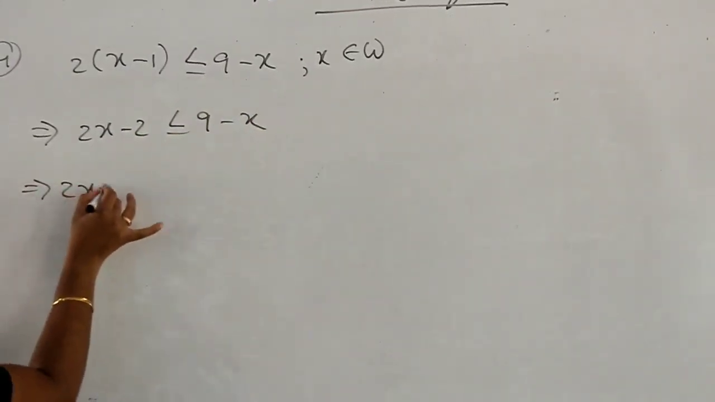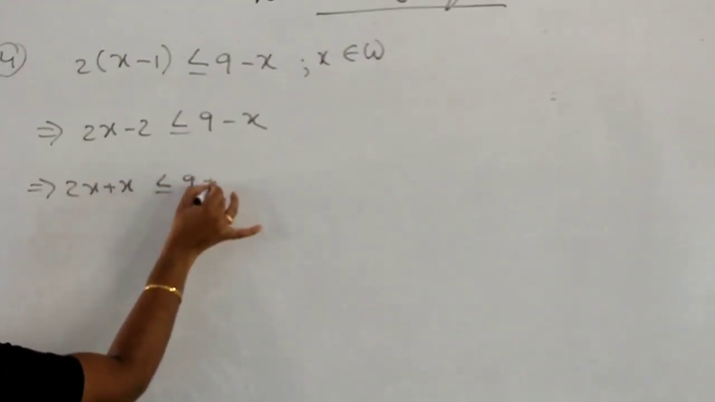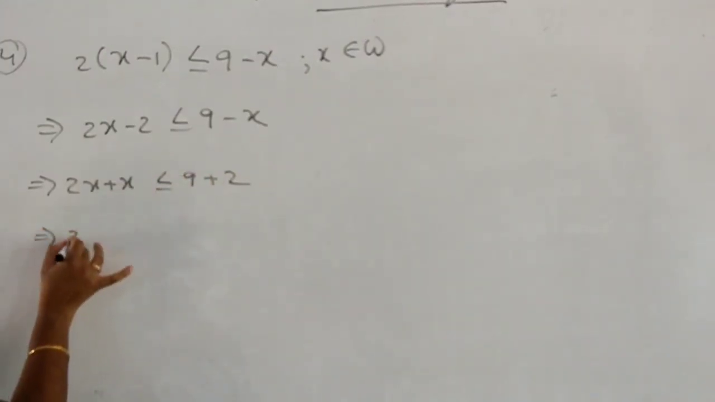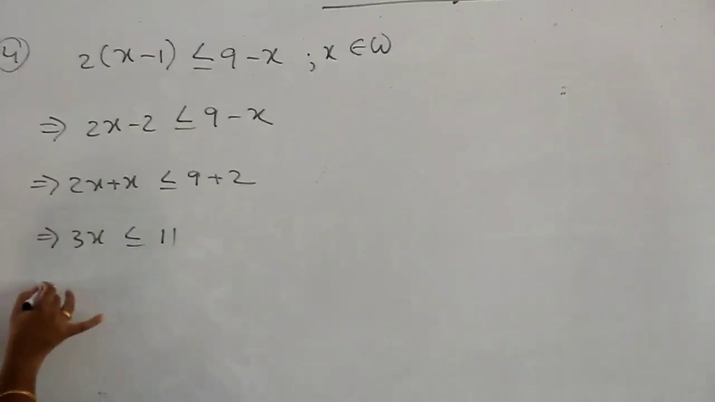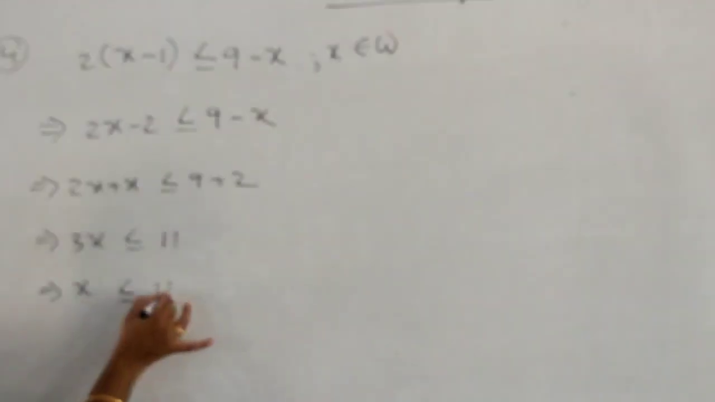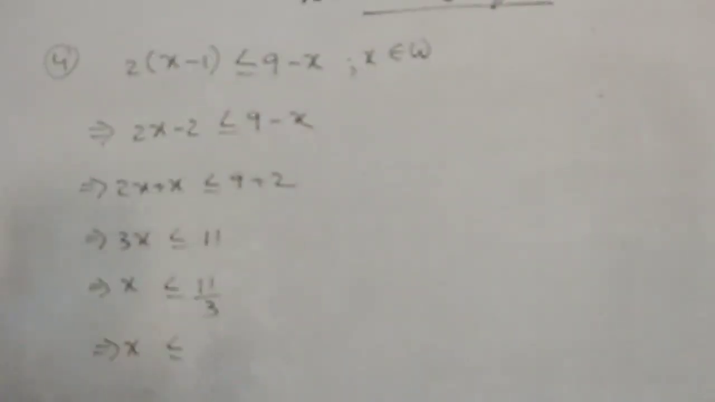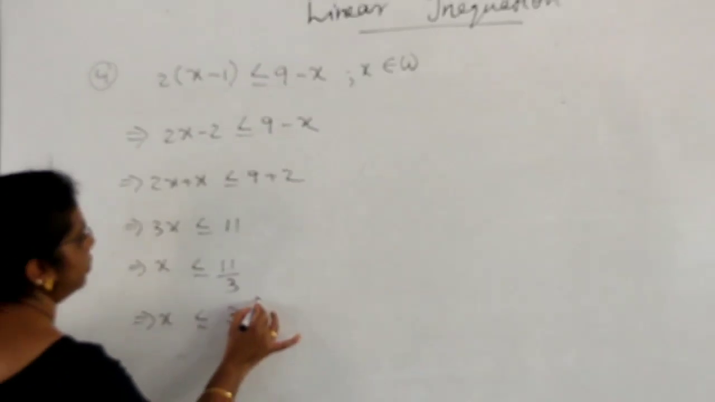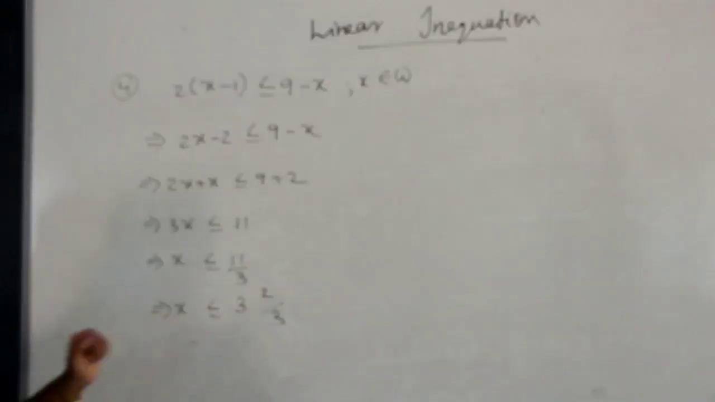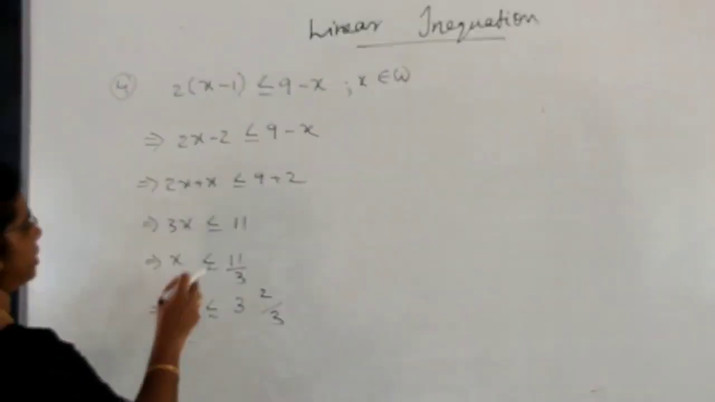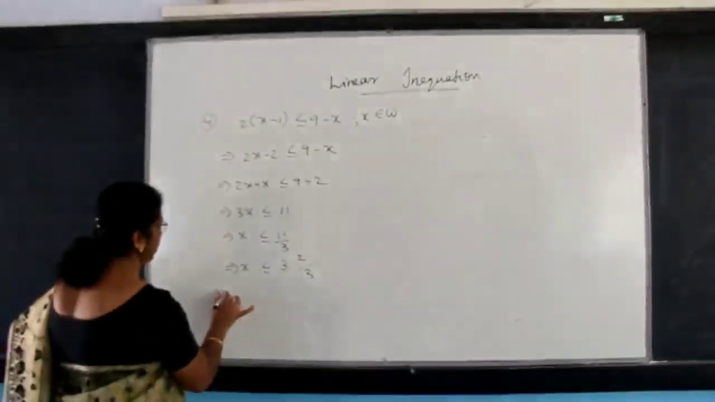Then 2x plus x less than or equal to 9 plus 2, which implies 3x less than or equal to 11, which implies x less than or equal to 11 by 3. We can convert this one into a mixed fraction. 11 by 3 is 3 and 2 by 3. So 3 and 2 by 3 means what is the solution set here? x less than or equal to 3 and 2 by 3.